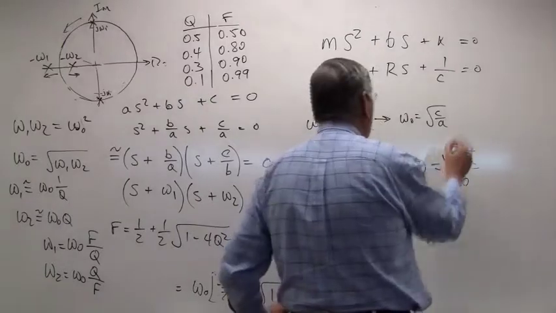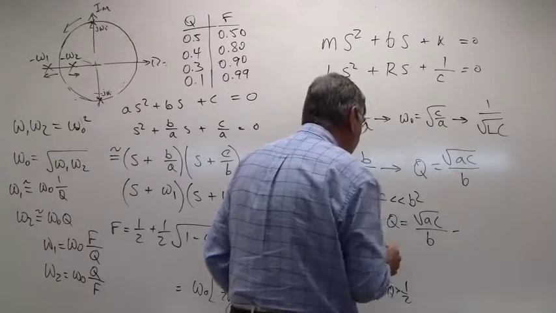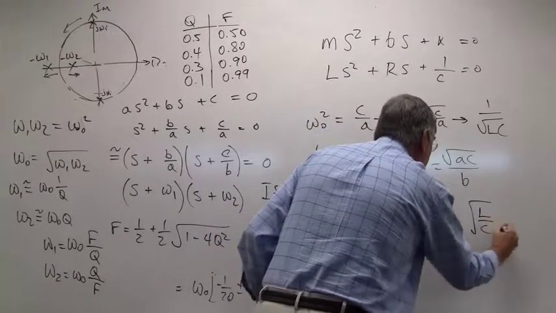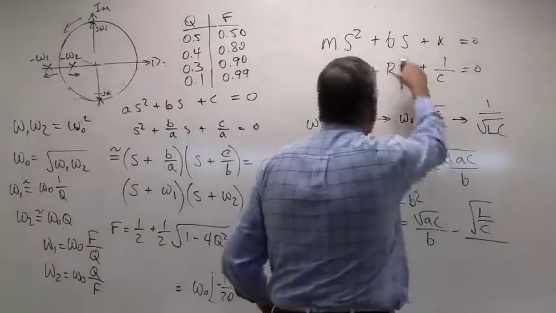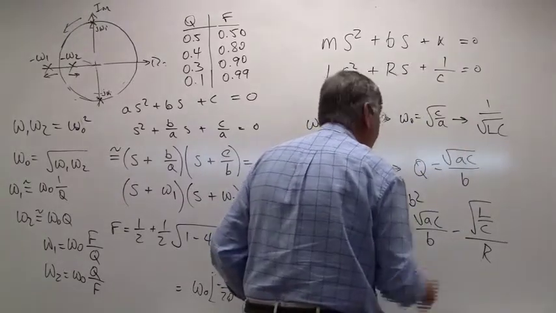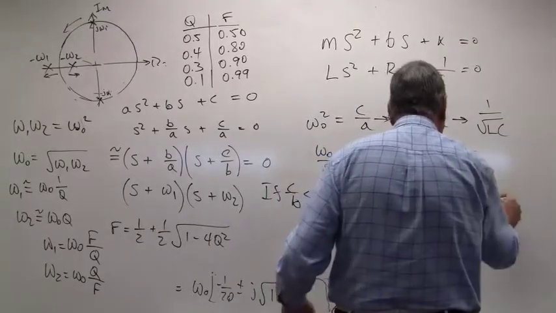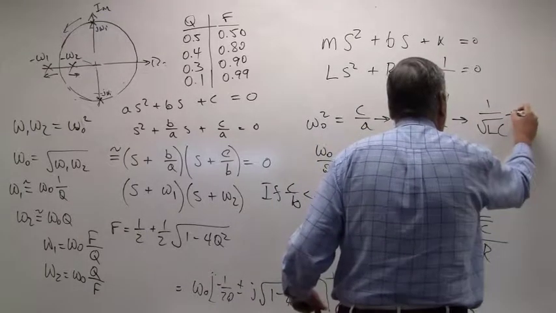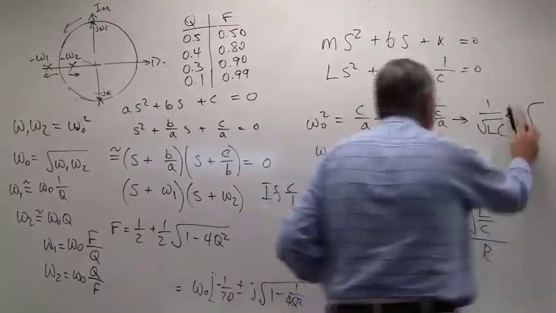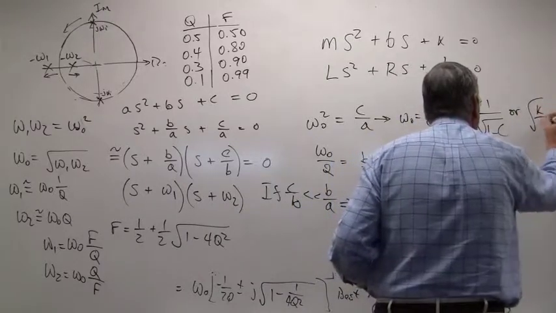the omega naught for the RLC thing is 1 over the square root of LC. This Q thing is the square root of LC divided by R. You can just plug into these things with the A's and B's and so forth, and that's what Q means. And in the mass spring damper thing, we had that the omega naught was the square root of K over M.